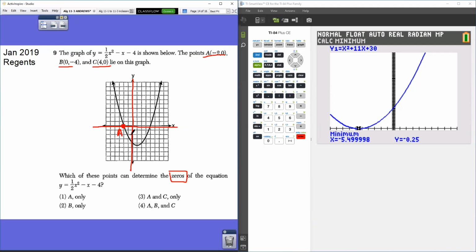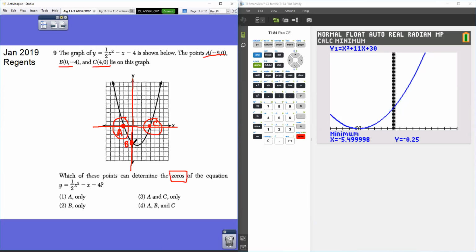B is 0, -4. 0, -4 is right here. And C is 4, 0, which is right here. So they want to know which of those points are zeros. All right, remember that your zeros are your x-intercepts. So that crosses the x-axis right there. That crosses the x-axis right there.